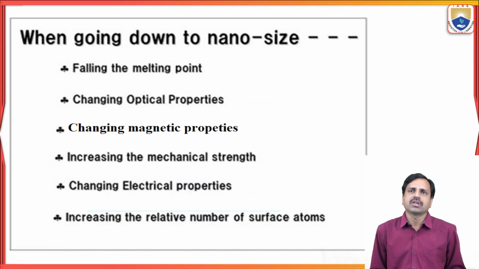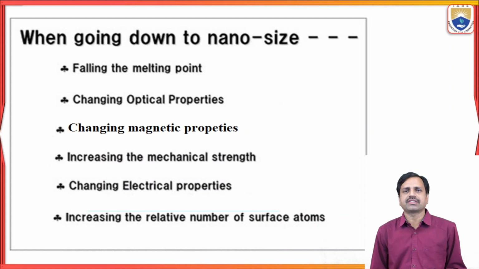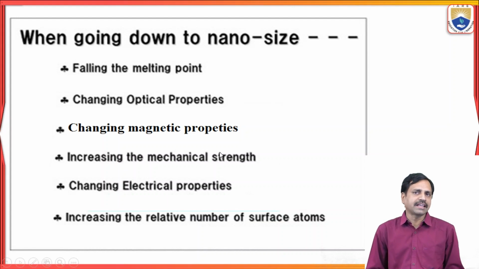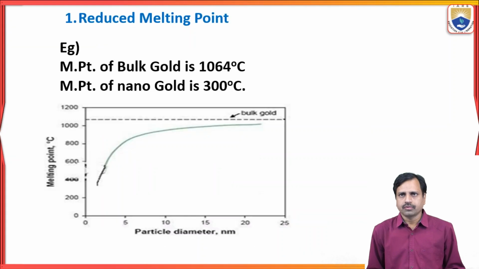So what are the properties? Melting point will change, optical properties will change, magnetic properties will change, mechanical strength will increase. Melting point may decrease or increase, optical properties may change, electrical properties may change, but mechanical strength will definitely increase when we bring it down to the small size. Okay, so we'll see some examples.